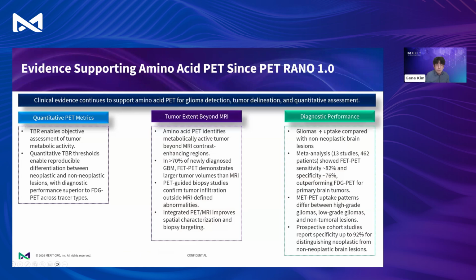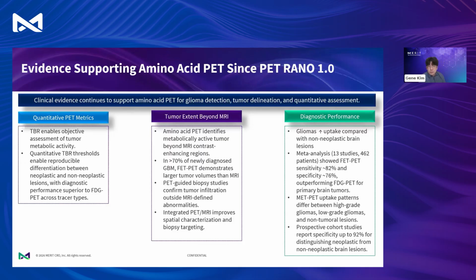Since publication of PET RANO 1.0, the broader evidence base supporting amino acid PET has continued to grow. The main themes are quite consistent. Amino acid PET can identify metabolically active tumor beyond what is visible on MRI. Quantitative PET metrics can support more objective disease characterization, and overall diagnostic performance appears favorable compared with FDG in brain tumors.